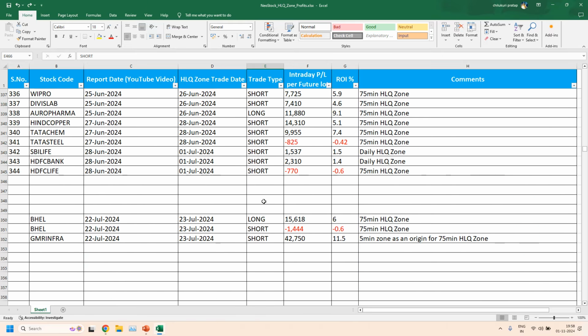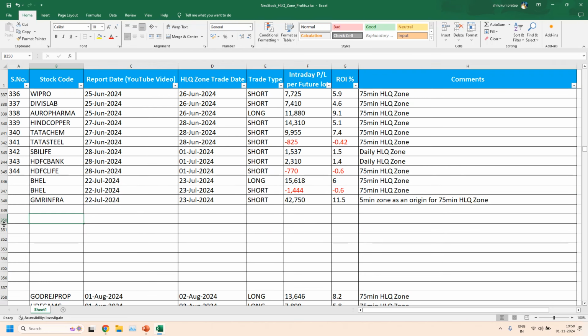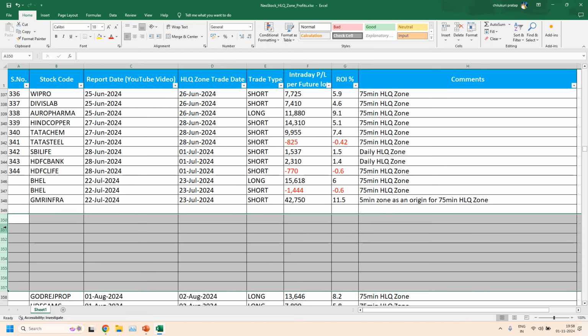Yeah, I got it. Because of these empty columns, let me delete them temporarily. We should not keep any empty columns when you are using Excel filters.